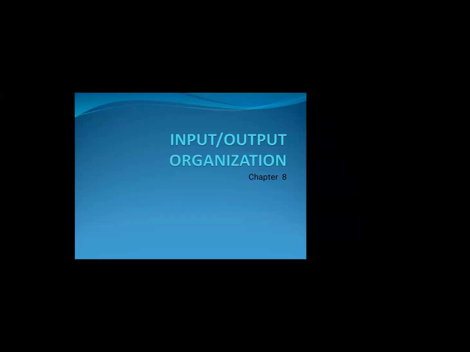Input output organization, the fourth unit. How the input devices transmit the data and how the output devices receive the data from the processor or memory. Different types of input devices and different types of output devices, how they are connected to the processor or memory, or simply the computer. How the data is transmitted from input device to processor or memory, or the results transmitted from processor or memory to output devices.